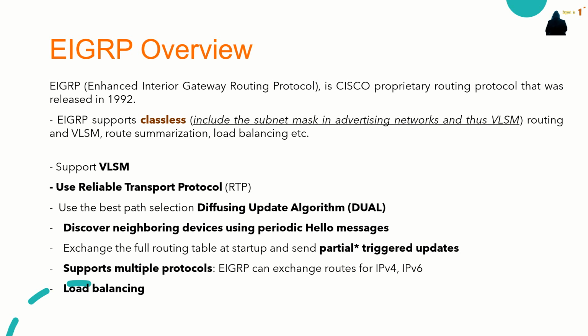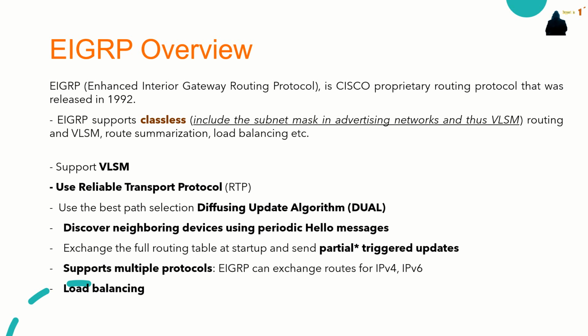EIGRP is referred to as a hybrid routing protocol because it has the characteristics of both distance vector and link state protocols, but now Cisco refers to it as an advanced distance vector protocol. In other words, this is a distance vector routing protocol with enhanced features. The main features are listed below.